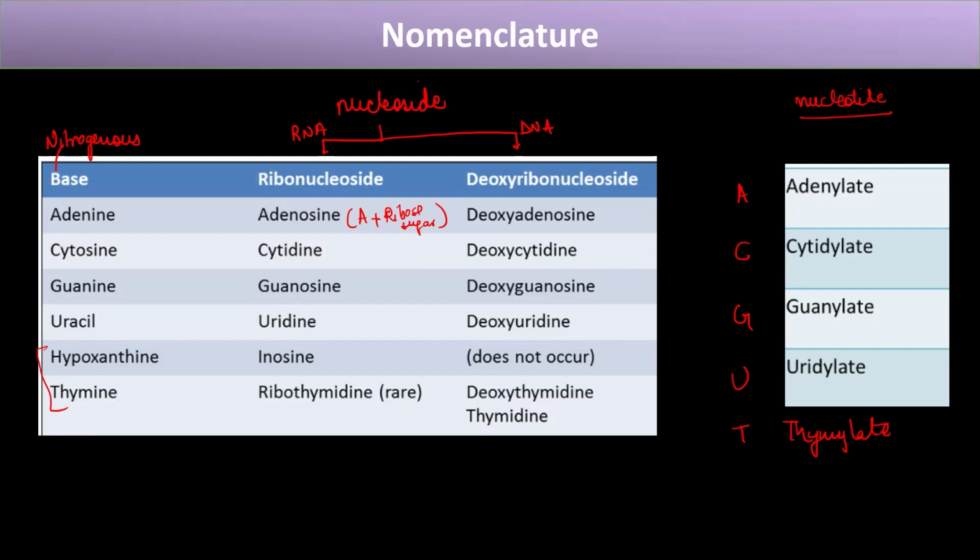In the case of DNA, it will become deoxyadenylate, deoxycytidylate, deoxyguanylate. Sorry, in the case of DNA, we do not have uracil, so we'll call it deoxythymidylate. So this is about the nomenclature.